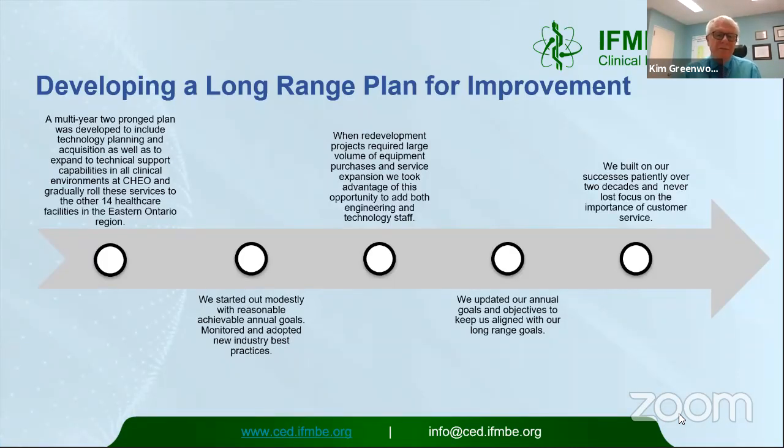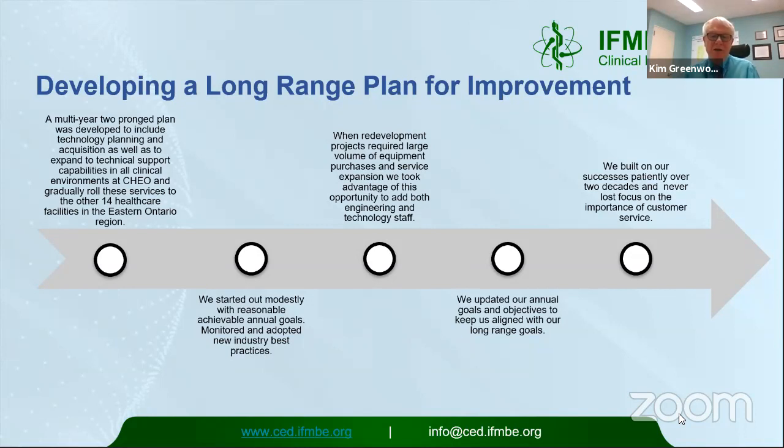From the vision, we developed a long-range plan for improvement. We developed a multi-year two-pronged plan that included technology planning and acquisition, as well as expanding the technical support capabilities in all of the clinical environments at CHEO, and then gradually we rolled them out to the other hospitals in the Eastern Ontario region. We started out modestly with reasonable, achievable annual goals, and monitored and adopted new industry best practices as they emerged.